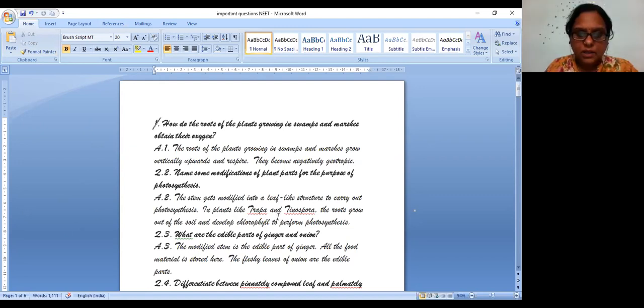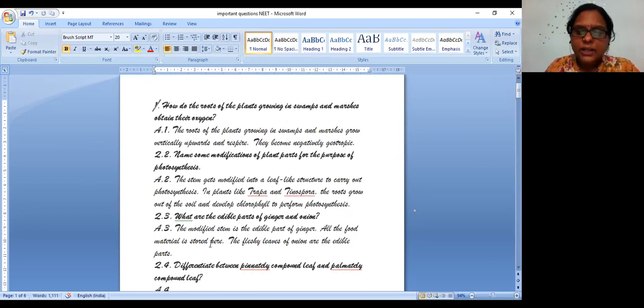Okay, the same things. So in plants like Trapa and Tinospora, the roots grow out of the soil and develop chlorophyll to perform photosynthesis. Okay, what are the edible parts of ginger and onions? Just now we have seen that the fleshy leaves of the onions are the edible parts, but we have seen even the names, right? The concentric circles. I'll show you the edible part.